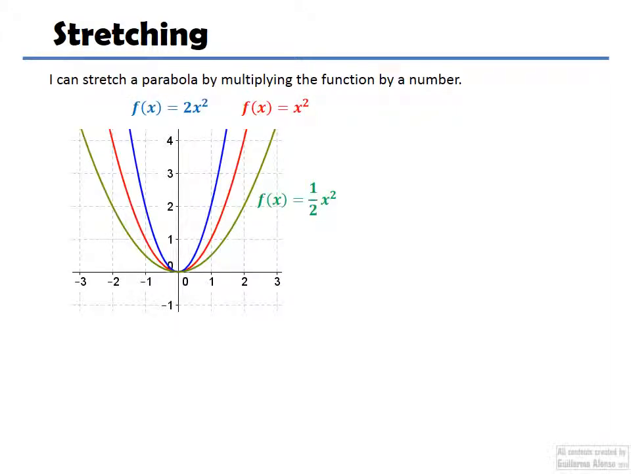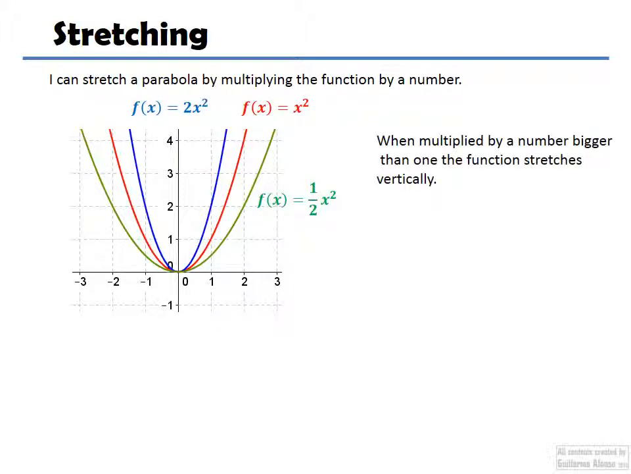Finally, the stretching. How does the stretching work? Well, I can stretch a parabola by multiplying the function by a number. So realize this one here. The red one here is f of x equals x squared. So with 2x squared, I've kind of stretched it vertically. I've pulled the parabola upwards, and now it's more stretched, more vertical. This one here, f of x equals 1 half times x squared, has been compressed vertically.